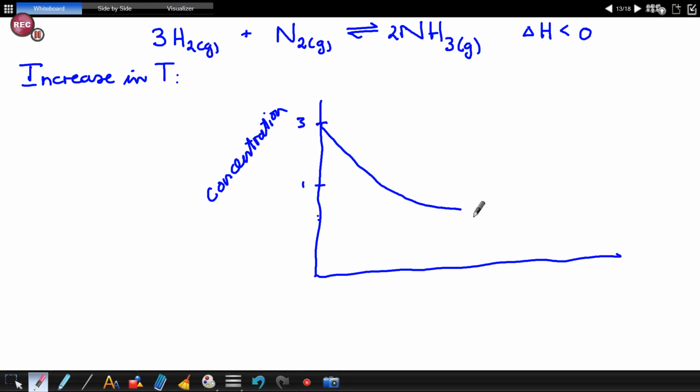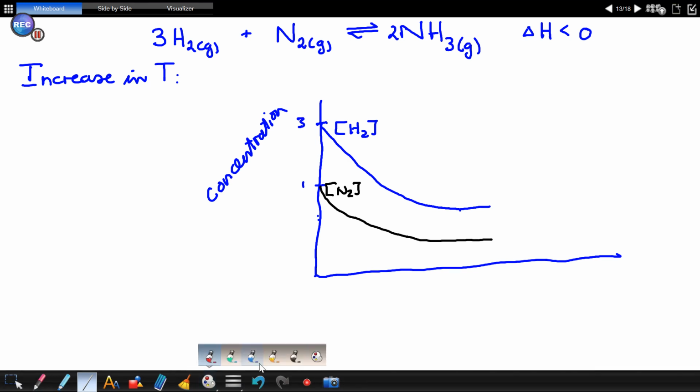That is for hydrogen. For nitrogen, the rate of the reaction will decrease in tandem. Am I right? Okay. So this is how the concentration of the nitrogen will change. At which point is equilibrium established? That point. Here where they flatten out, equilibrium is established.